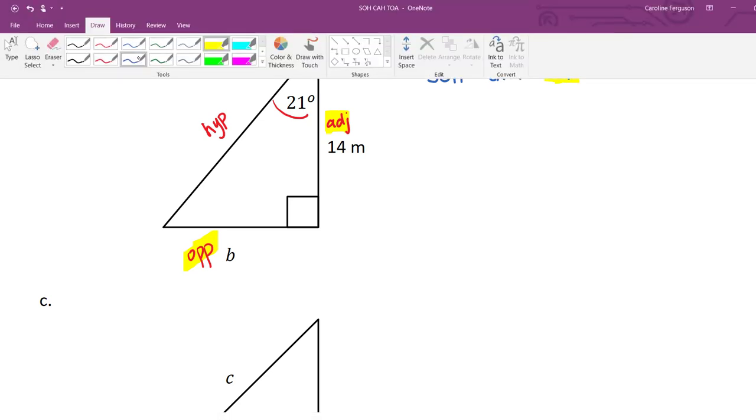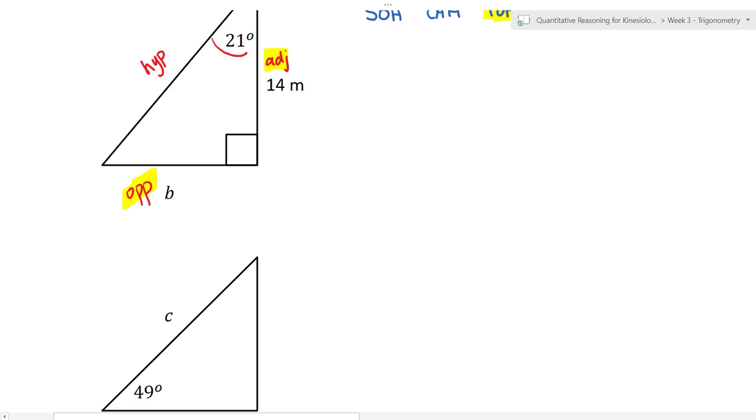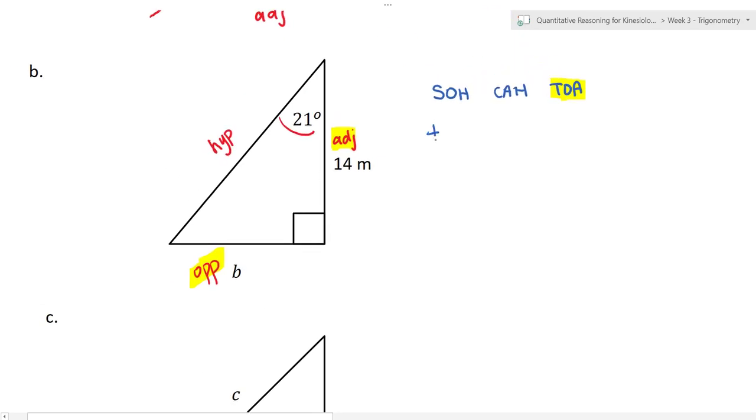Okay, so let's write out the formula for TOA. It would be tan of the angle is equal to opposite over adjacent. So let's fill in everything that we know. Tan, our angle is 21 degrees, is equal to the opposite side, which is B, over the adjacent side, which is 14.